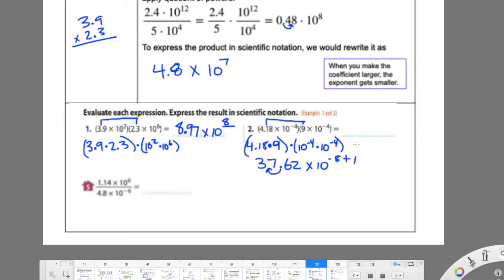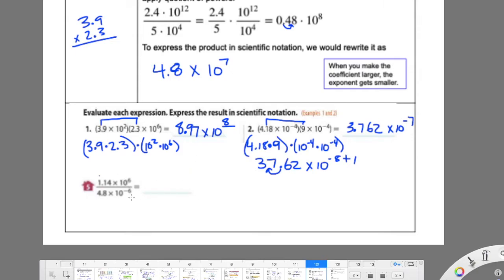So it's going to be 3.762 times 10 to the -7th. So it's still -7. That's still a very small number, but I had to go up 1 to show that I moved that decimal. All right, let's look at the quotient rules here.